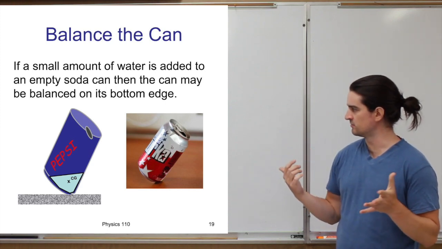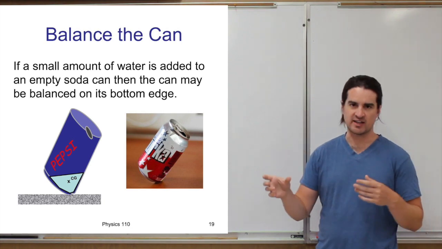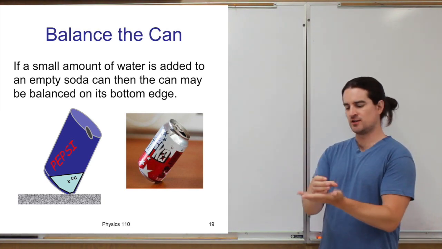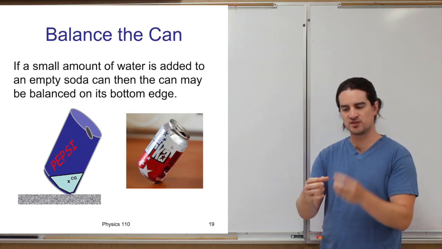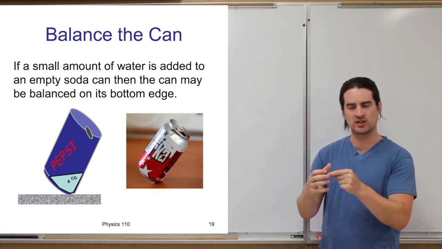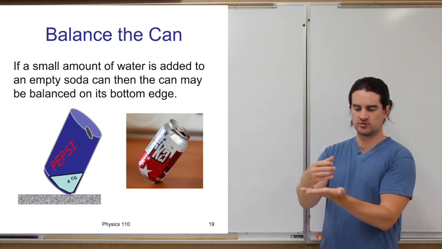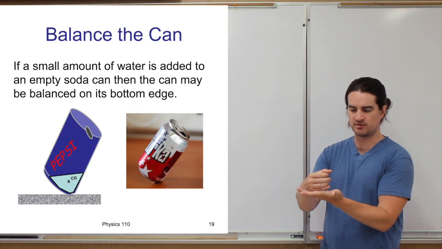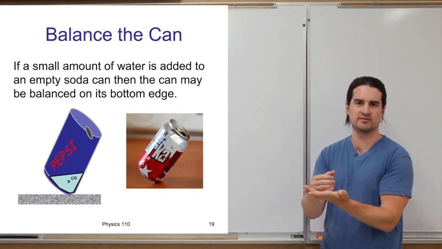And you could see this in action with a can of soda or any kind of can. If it's full and you just stand it straight up, it's all fairly uniformly distributed, so the center of mass is pretty much in the center of the can. You stand it up normally, that center of mass is directly over the base, so it's stable like that.